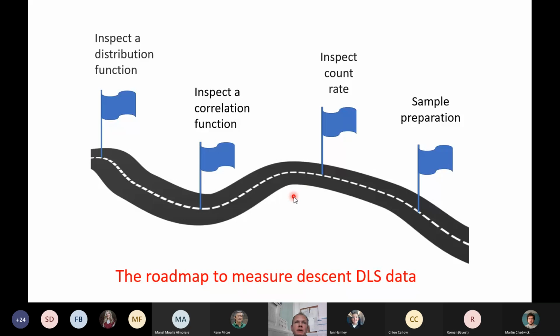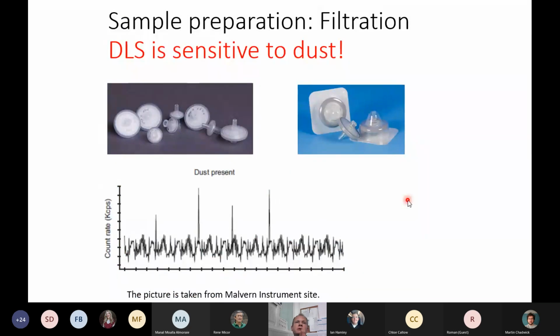Okay, so again, dynamic light scattering measures scattered intensity, right? And if you have dust in your solution, which is highly probable, these dust particles are very big. They are of micron size, and they will spoil your experiments. That's why you have to filtrate your solution. In other words, dynamic light scattering is very sensitive to dust. If you didn't filtrate it properly, you will probably see spikes on the count rate, which is the scattered intensity as a function of time. And these spikes come from dust, right?